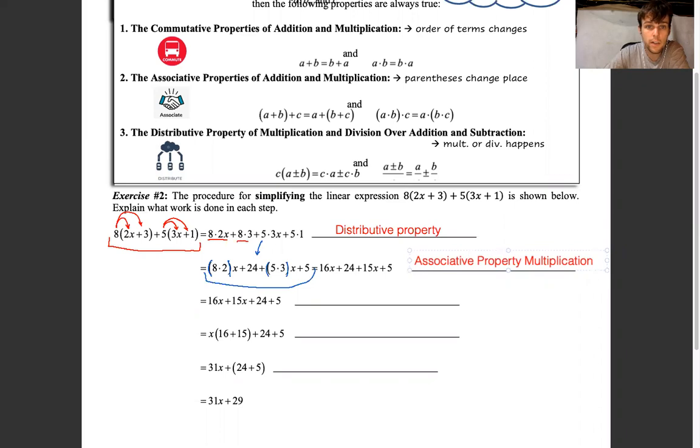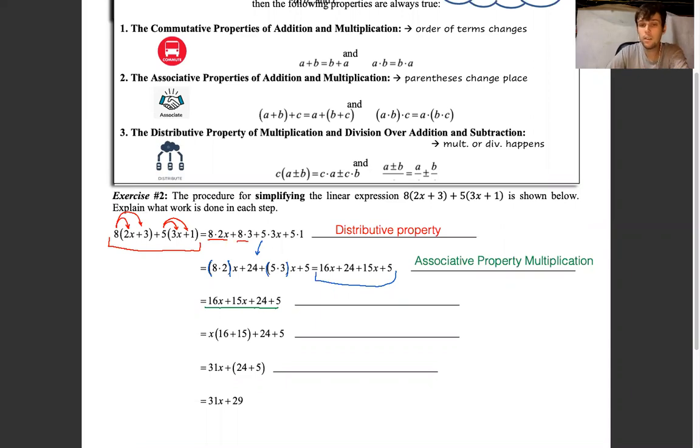Let's go ahead and take a look at our next step. So we're going from here, from this, which is pretty simple already. We're going from that into this. So let's take a look at what has changed, what is different. So you went 16x plus 24 plus 15x plus 5. And what we've done is we've changed the order of some things here.